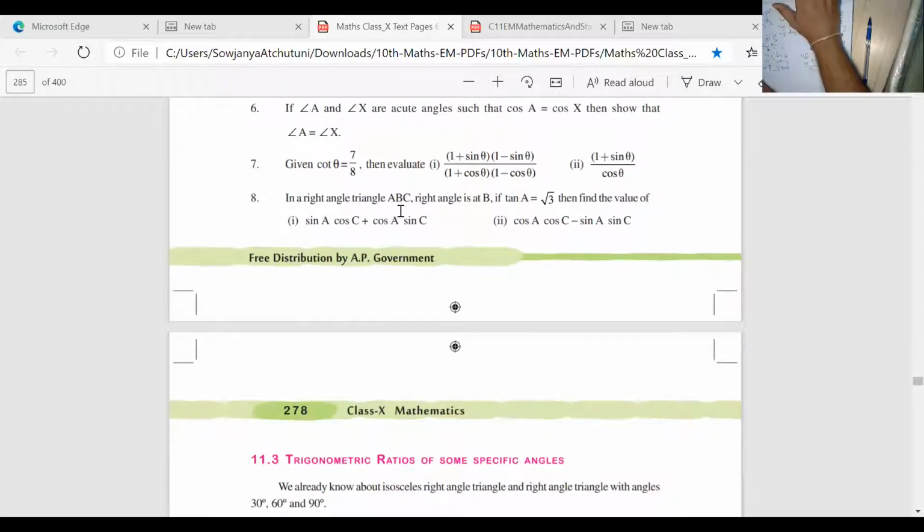So now, in a right angle triangle ABC, B is the right angle, and tan A is root 3. Find this value. Let us see this also. What have been asked? Sin A cos C plus cos A sin C. First we'll do this, then we'll do this.